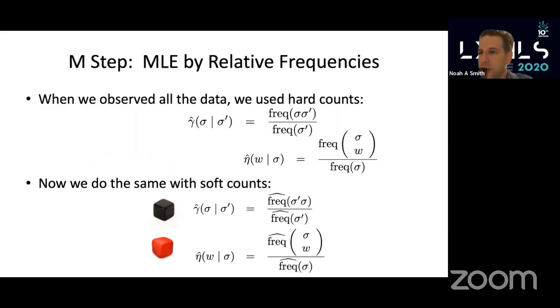The only difference is that now your frequencies are wearing hats because, in my notation, they are soft, and therefore they have hats on. They are soft expected counts rather than hard actual counts. But the formulas are the same, and the computational cost of this renormalization procedure is basically linear in the number of parameters. It's quite cheap and fast.